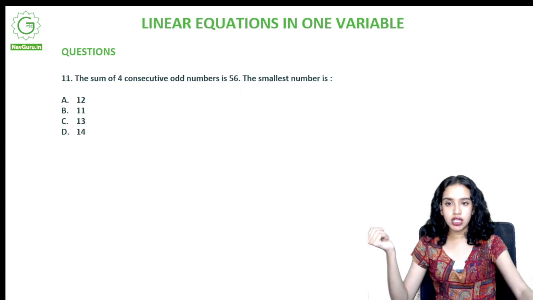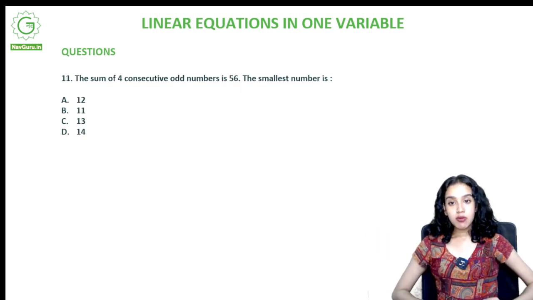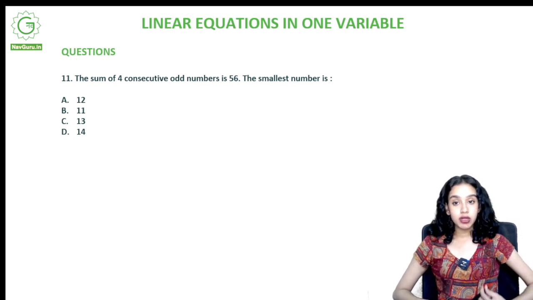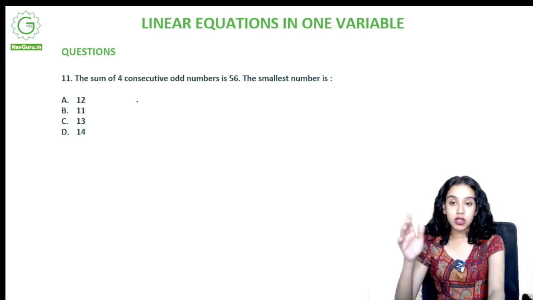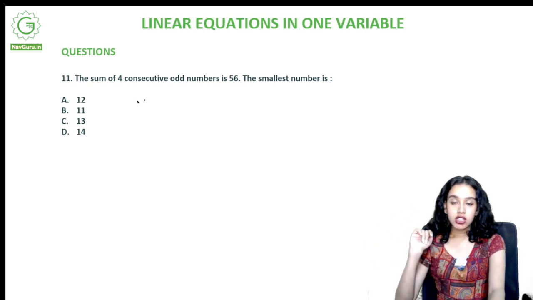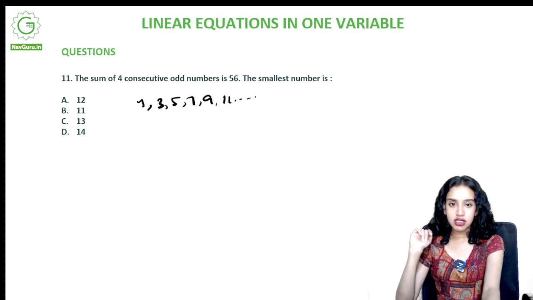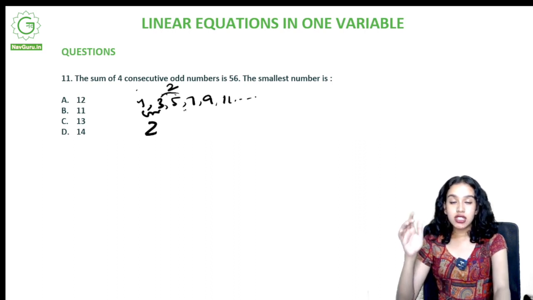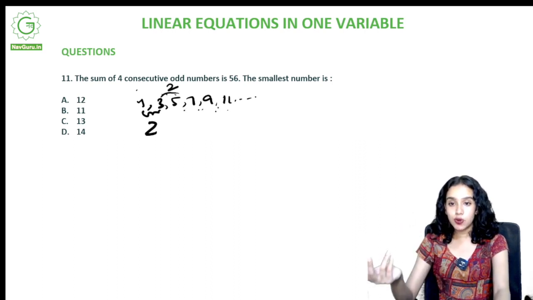Now let's move on to the next question. The sum of 4 consecutive odd numbers is 56. The smallest number is. So now we are saying that the sum of 4 consecutive odd numbers is 56. So we have odd numbers like 1, 3, 5, 7, 9, 11. It goes on, right? So what is the difference between them? What is 3 minus 1? It's 2. What is 5 minus 3? It's 2 again. So the difference between odd numbers is 2.